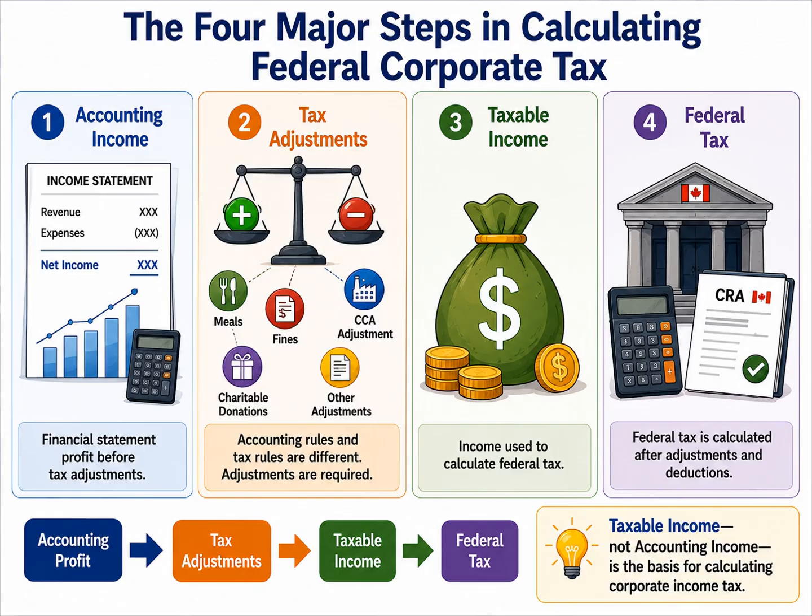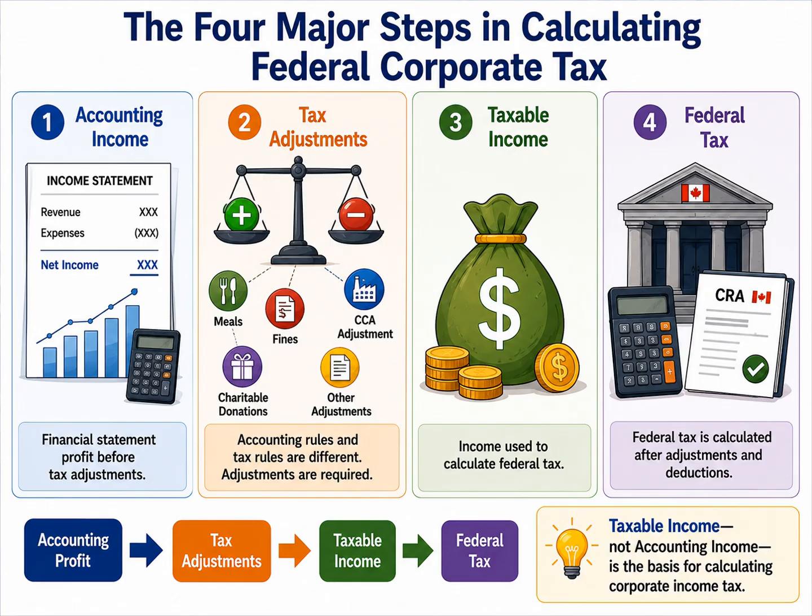To determine how much federal corporate tax a corporation actually owes, the Income Tax Act requires a series of adjustments that transform accounting income into taxable income. The first step is accounting income. This is the net income reported in the corporation's financial statements after applying accounting standards. It reflects the company's financial performance, but it is not necessarily the amount on which tax will be calculated.